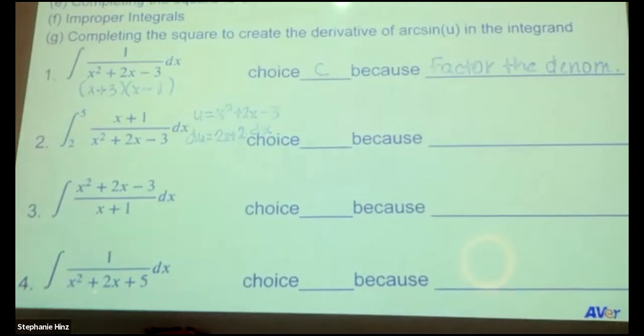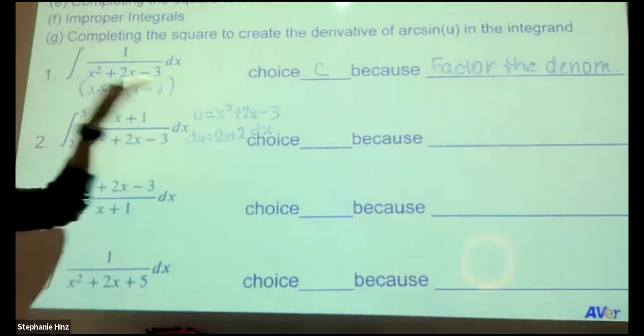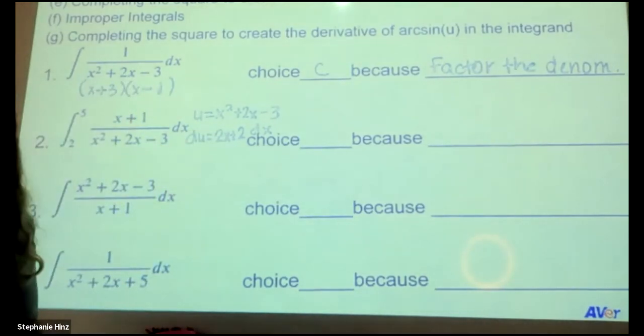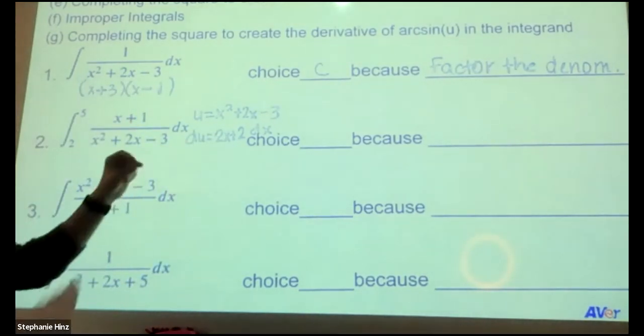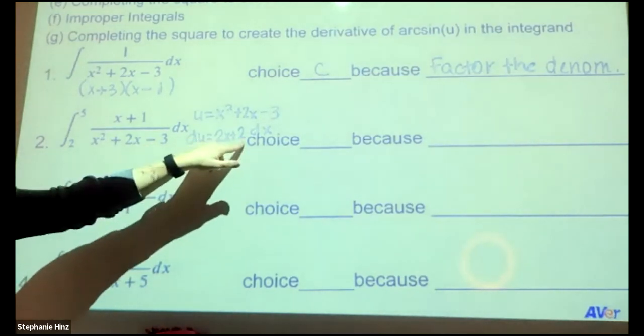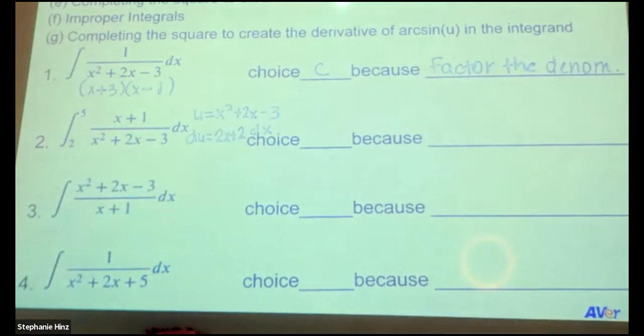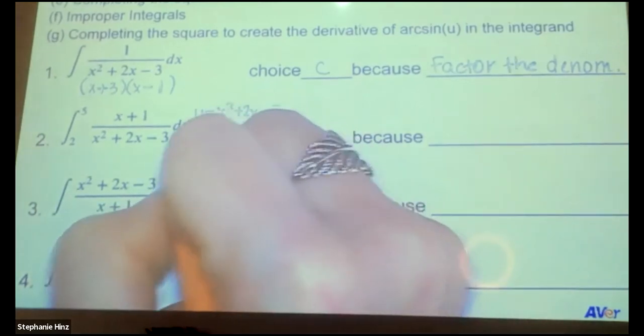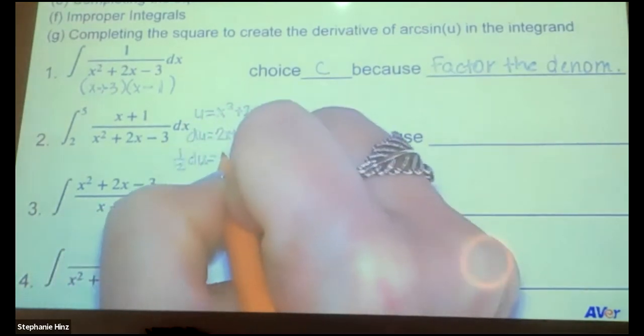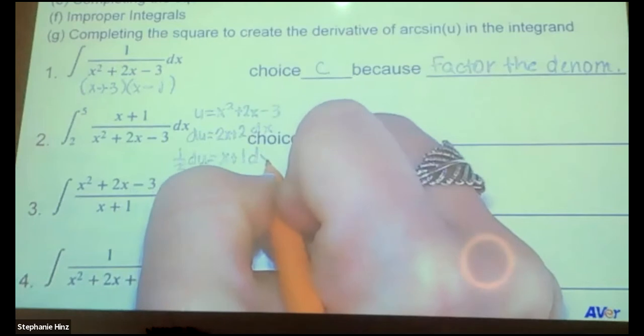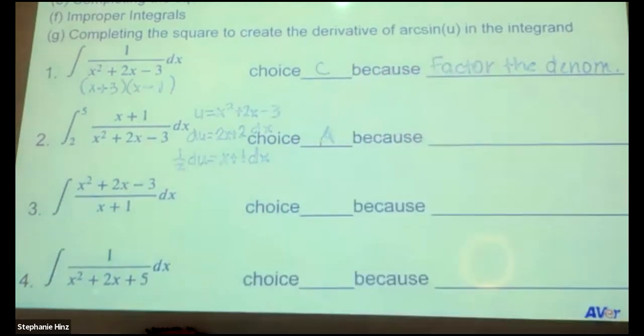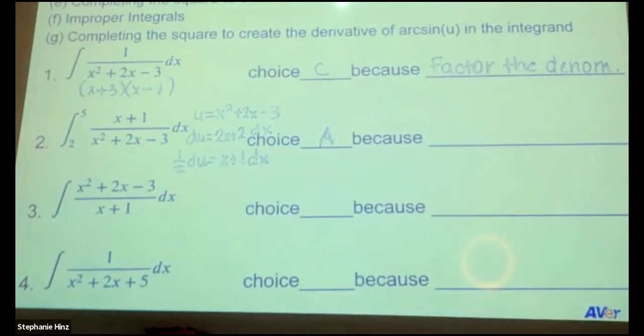Now my AB students might be kind of frustrated because they're like, oh, that's not exactly what we have in the top. But hopefully you as a BC student quickly say, oh, well, I've almost got that. All I need to do is divide it by 2. So if I divide that by 2, I have the perfect U substitution. So this is A. Why did we pick that?